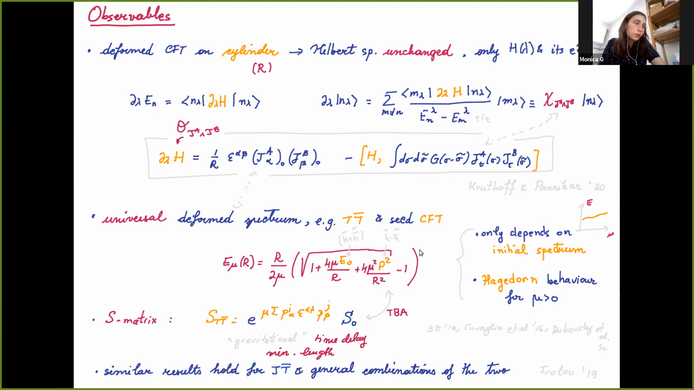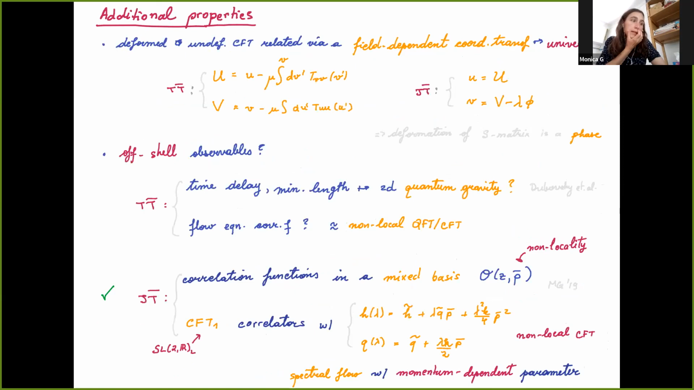Okay, very good. So we can get the deformed energy spectrum. One can also get the deformed S matrix, which is related to this deformed spectrum via the thermodynamic Bethe-Ansatz equations. That's another nice result. And this works for TTbar, JTbar, random combinations thereof, and so on. This was shown very... some additional properties. So I really don't have time to say anything terribly precise about these theories.